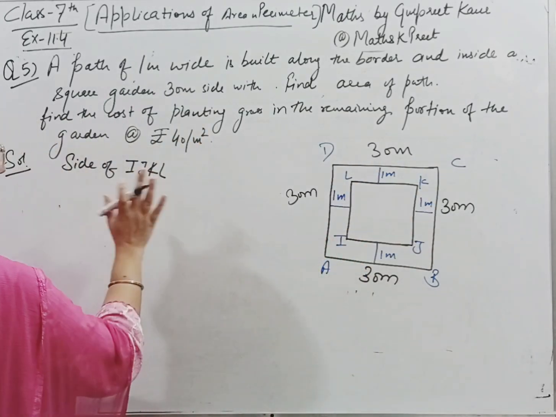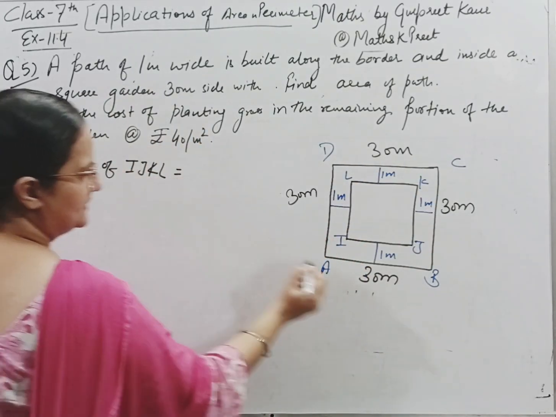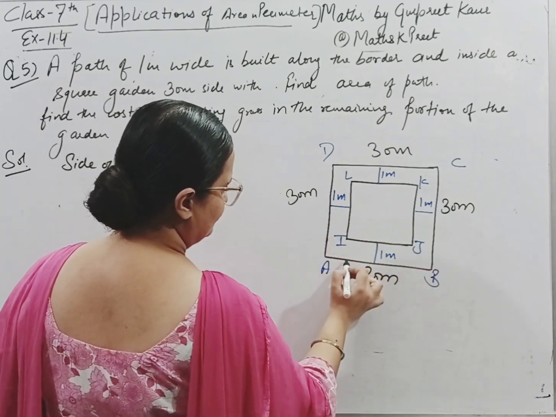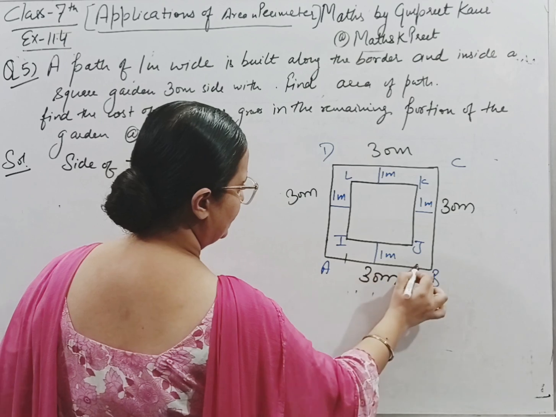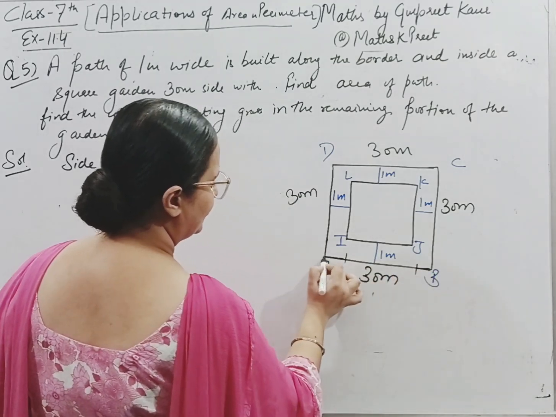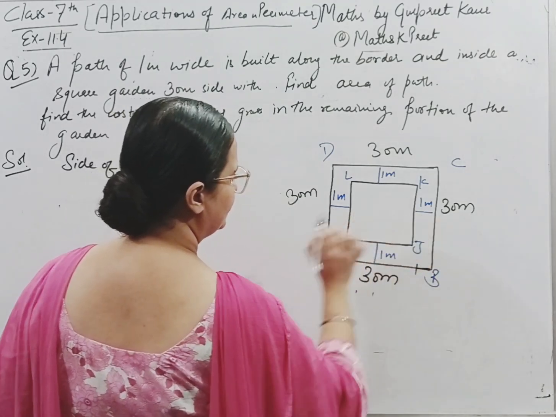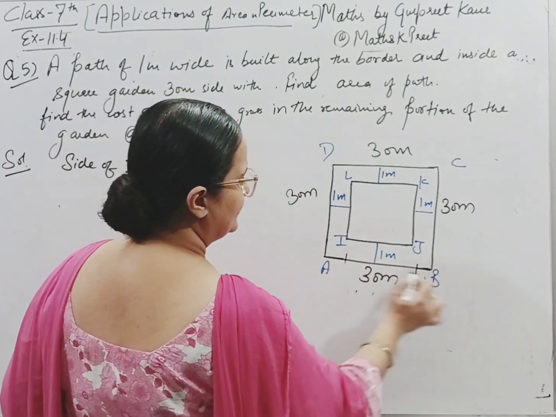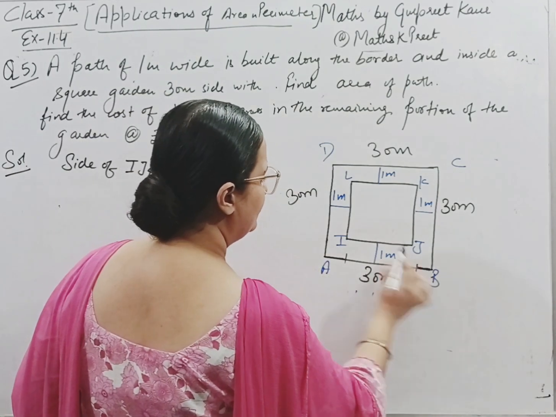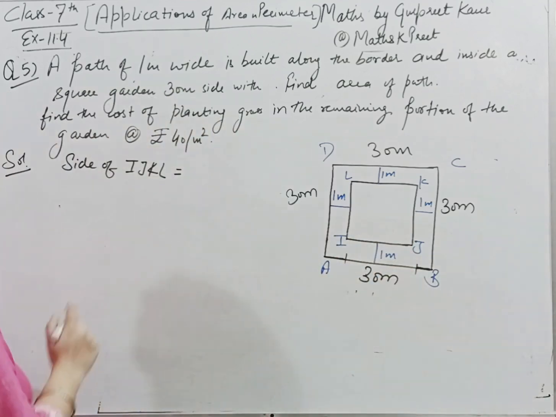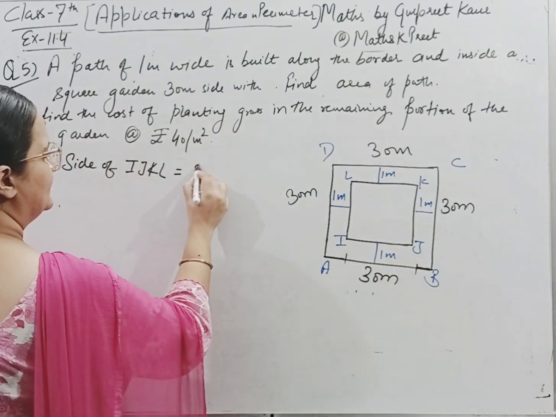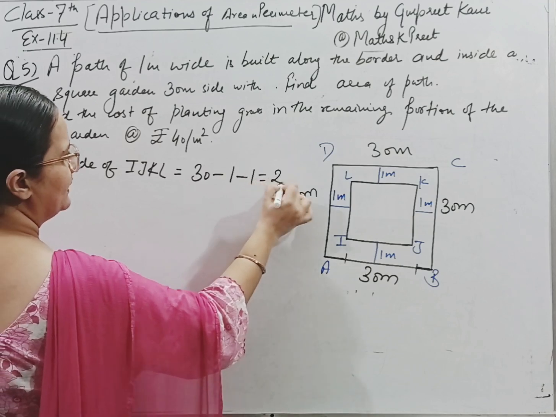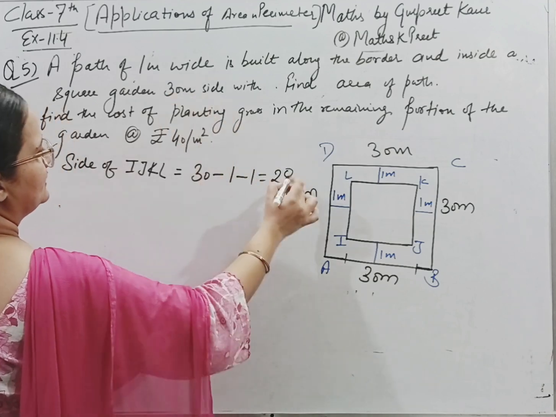So what is the side of IJKL? This complete side is 30 and this is 1. This is 1 because this is a 1 meter broad or 1 meter wide path. So from this complete 30 I will subtract 1 and 1 to get my IJ. So side of IJKL is 30 minus 1 minus 1. So 30 minus 2 is 28 meters.